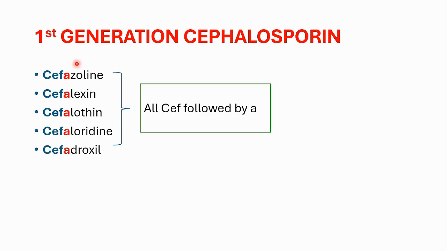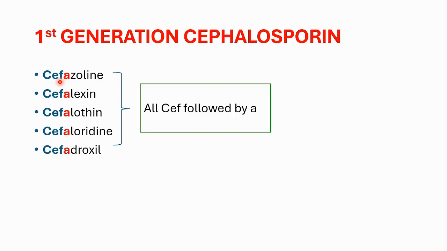So first up, discussing first generation cephalosporin. Here's the trick. Whenever a cephalosporin starts with CEF and is followed by the letter A, then it usually belongs to first generation cephalosporin. So all these: cefazolin, cephalexin, cephalothin, cephaloridine and cefadroxil, all of them start with CEF and then continue with the letter A. So all of these belong to first generation cephalosporin.